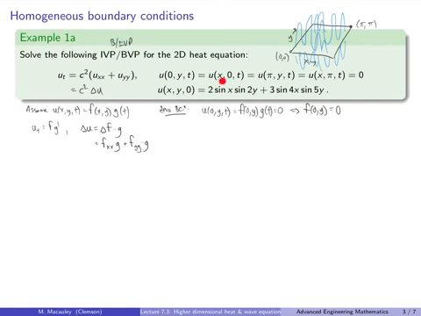Now we have 3 more of these. I'm not going to do all of them out, so I'm just going to say 3 more boundary conditions lead us to conclude that f of pi, y and f of x, 0 and f of x, pi are all equal to 0. So these are our boundary conditions for f.